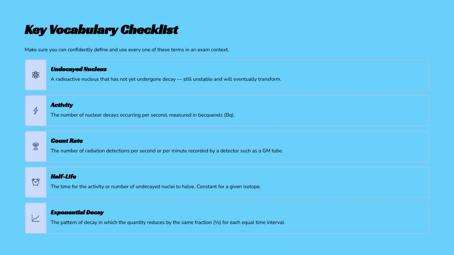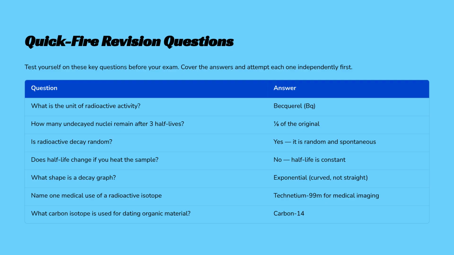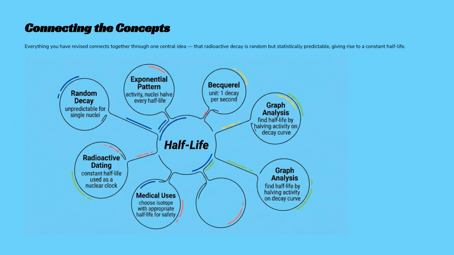You should be able to define terms like undecayed nucleus, activity, count rate, half-life, and exponential decay. Confident use of this terminology is essential for success in an exam context. Use these quick-fire revision questions to test your knowledge. Cover the answers on the right and attempt each question independently first to ensure you are fully prepared. Everything we have discussed connects to the central idea that radioactive decay is random but statistically predictable, resulting in a constant half-life. Keep this core connection in mind during your studies.